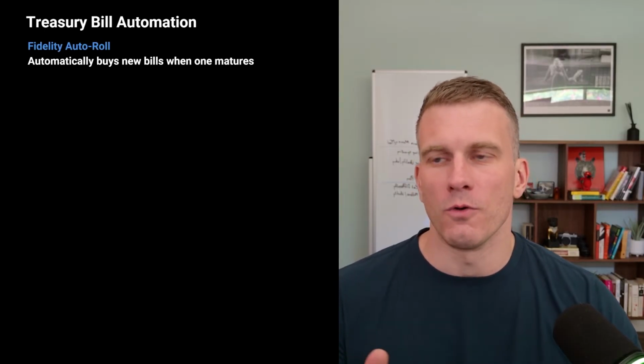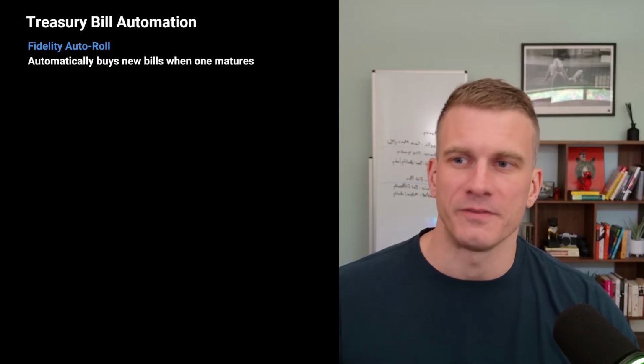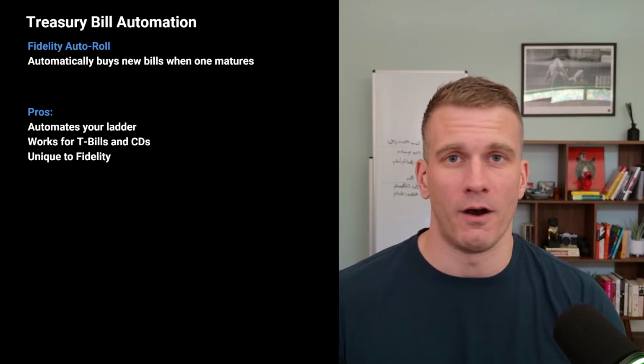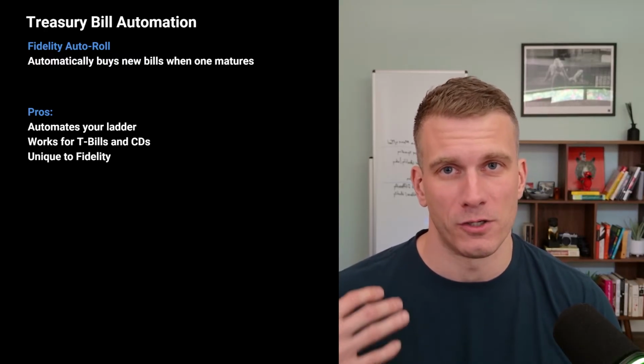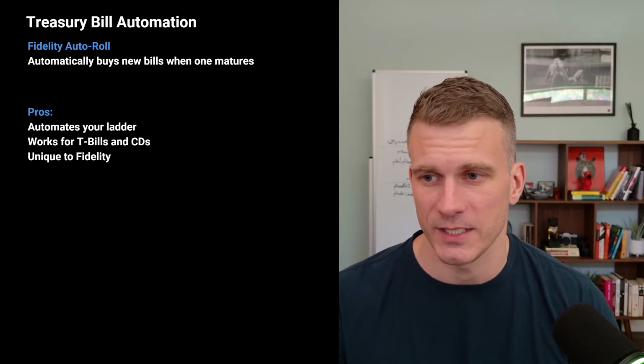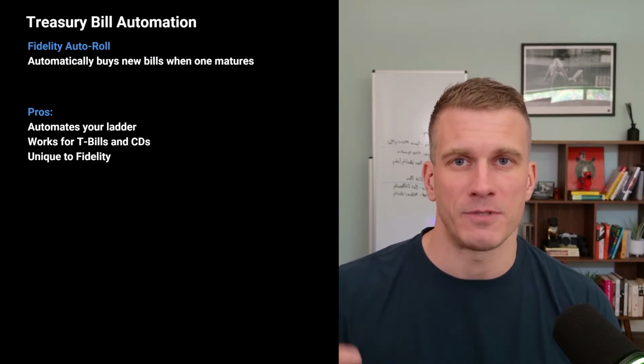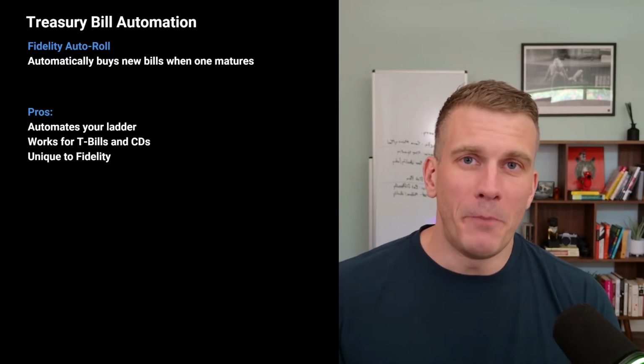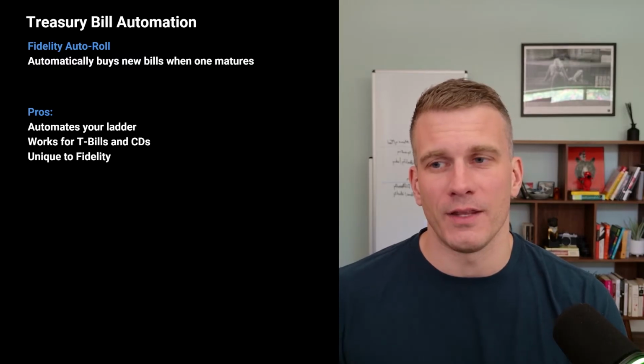Okay, so let's talk about Fidelity's auto roll service. So I'm a big fan of it, but there are some things that I didn't know that I know now that I would have done differently. So Fidelity Auto Roll, if you haven't watched my last video, it automatically buys a new treasury bill when one of the ones you purchase manually matures. Now there's a lot of pros. So it automates your ladder. So after you buy your first set of treasury bills manually, it'll just keep purchasing the same type of T-bill as before. But there is a pretty large con that I wasn't aware of.